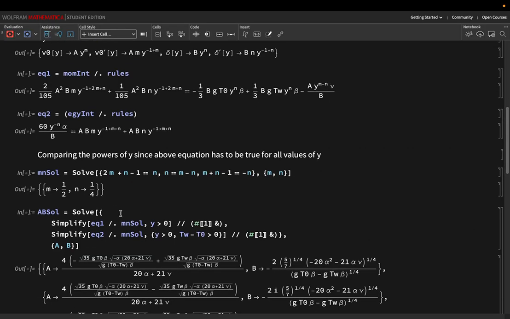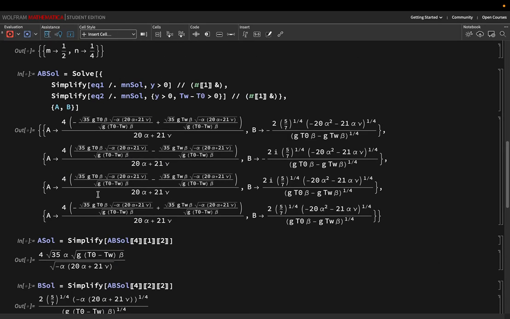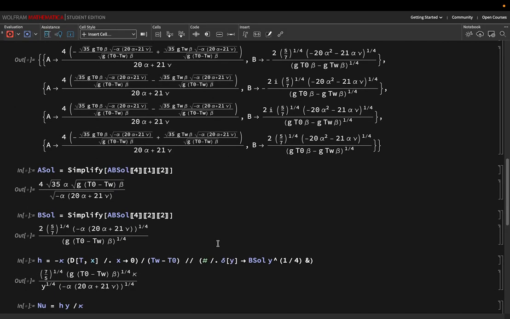And once I substitute those values back into my governing equation and solve for a and b, there are different possible values of a and b. We know that a and b have to be real positive values, so I'll pick the solution which gives me real values. These would be the values of a and b.